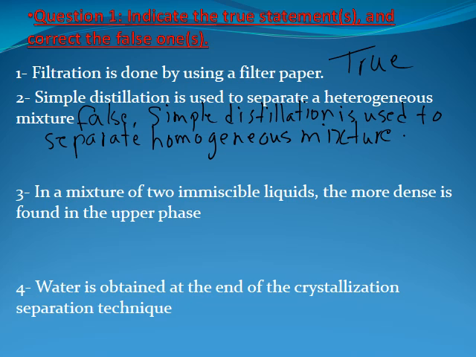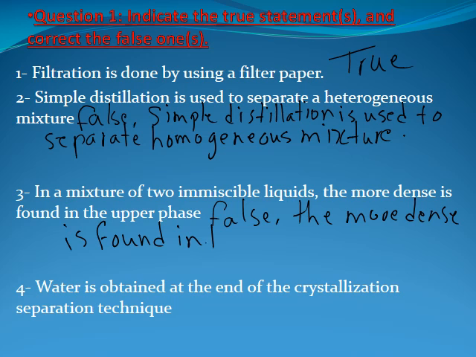Moving to 3. Yes, Tala. In a mixture of two immiscible liquids, the more dense is found in the upper phase. It's false. What is the correction? In a mixture of two immiscible liquids, the more dense is found in the lower phase.